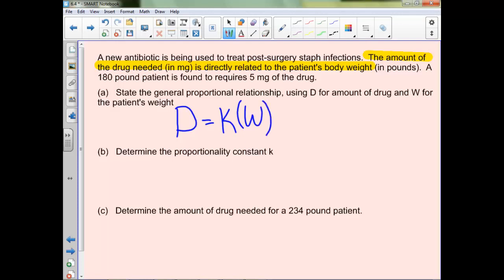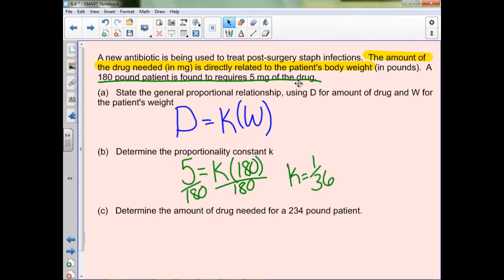And then we are also told that somebody that's 180 pounds requires 5 milligrams. So our dosage is 5. We have our constant of proportionality, and our weight was 180. So divide both sides by 180.